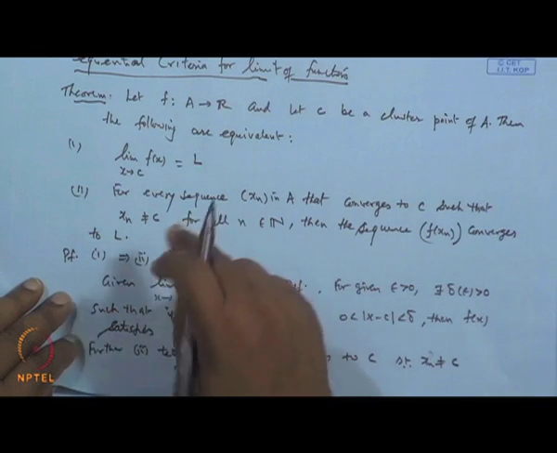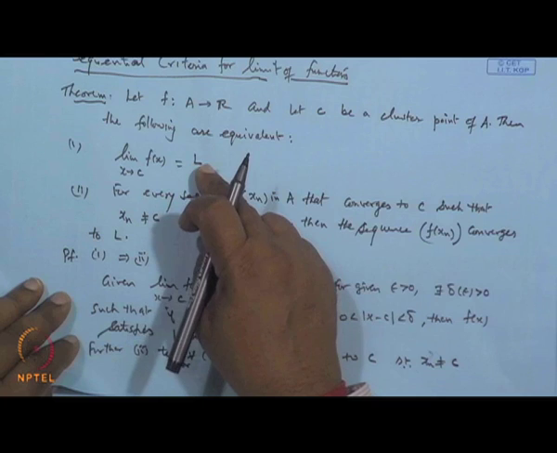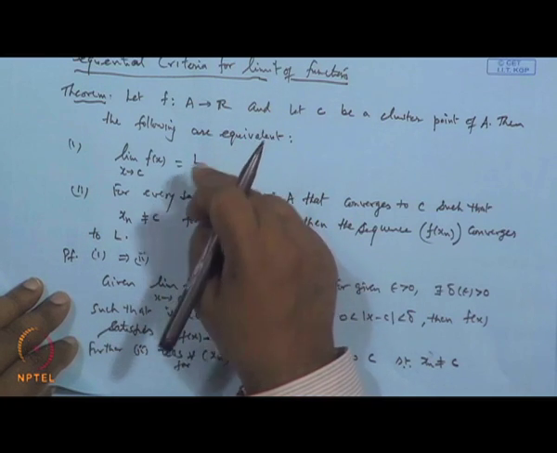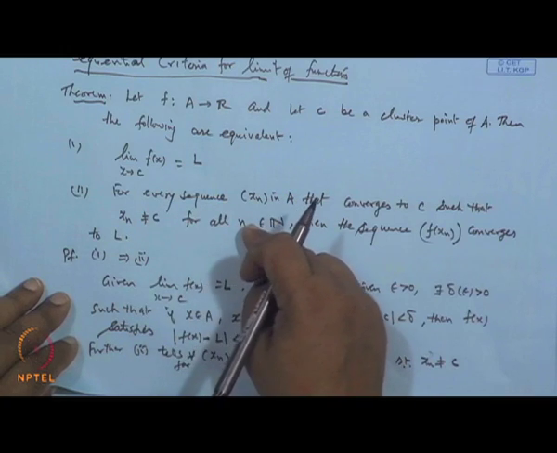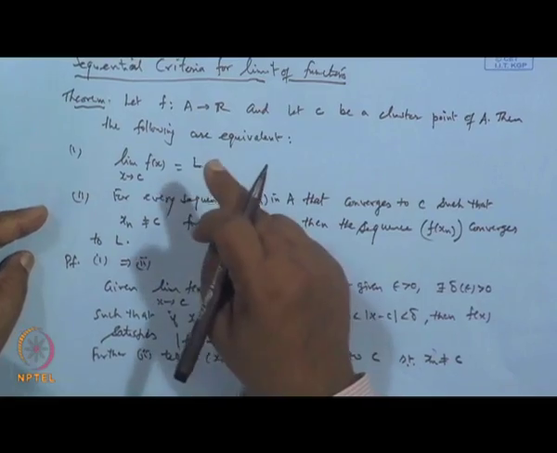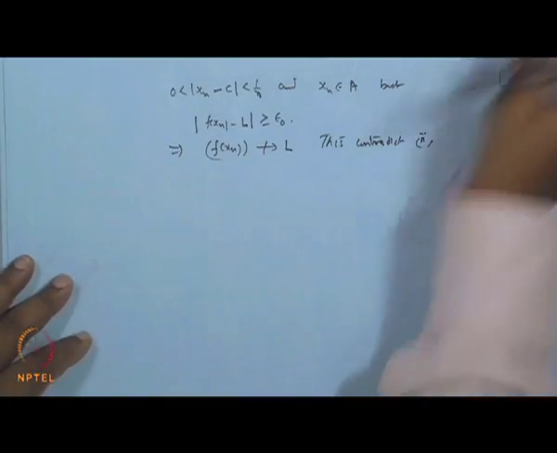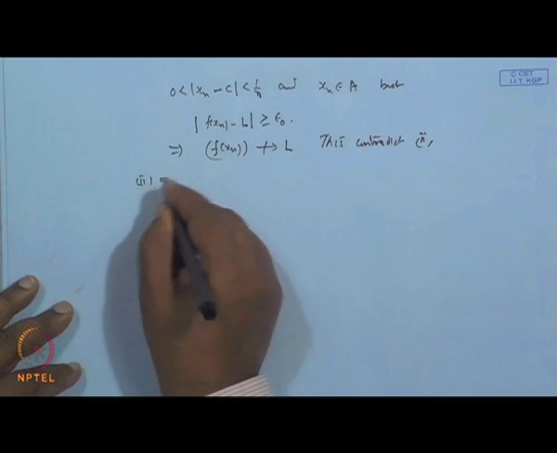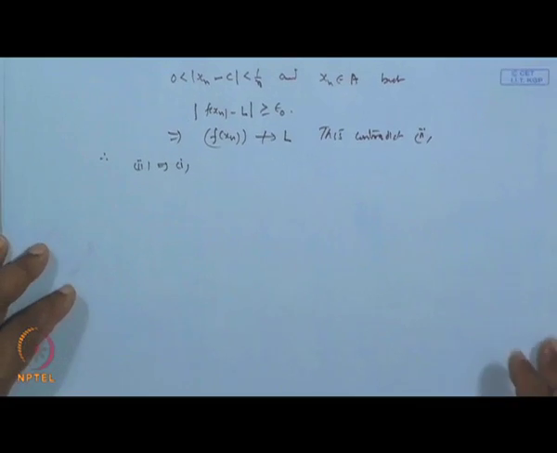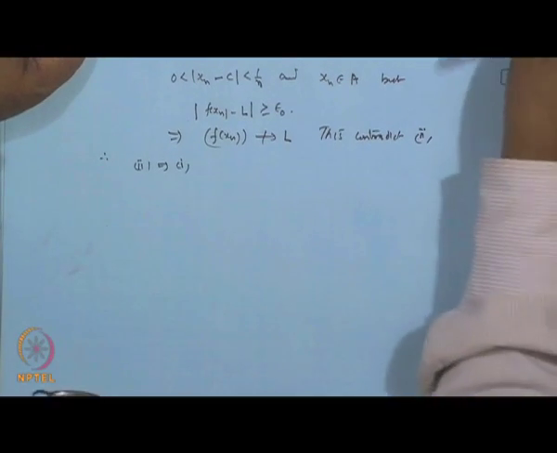So, instead of showing that 1 holds, we are assuming 2 is true, but 1 does not hold. So 1 does not hold, and that leads to a contradiction of 2. Therefore, our assumption is wrong. So, if 2 is true, 1 will definitely hold. So definitely 2 implies 1. Therefore, 2 implies 1. So, this completes the proof.